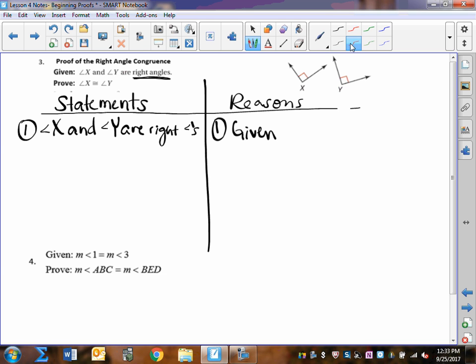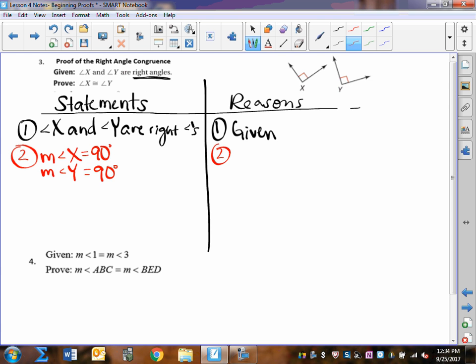Now we can expect this proof will probably be shorter, considering the fact that we don't have to deal with angle addition postulate. We don't have to deal with linear pair postulate and supplementary and all that jazz. Just simply, what does that definition mean? Okay. All right, so angle X and Y are right angles. And we said if they're right angles, that means that their measures are 90. So the measure of angle X is 90 degrees. And the measure of angle Y is 90 degrees. Make sure you have that proper notation.